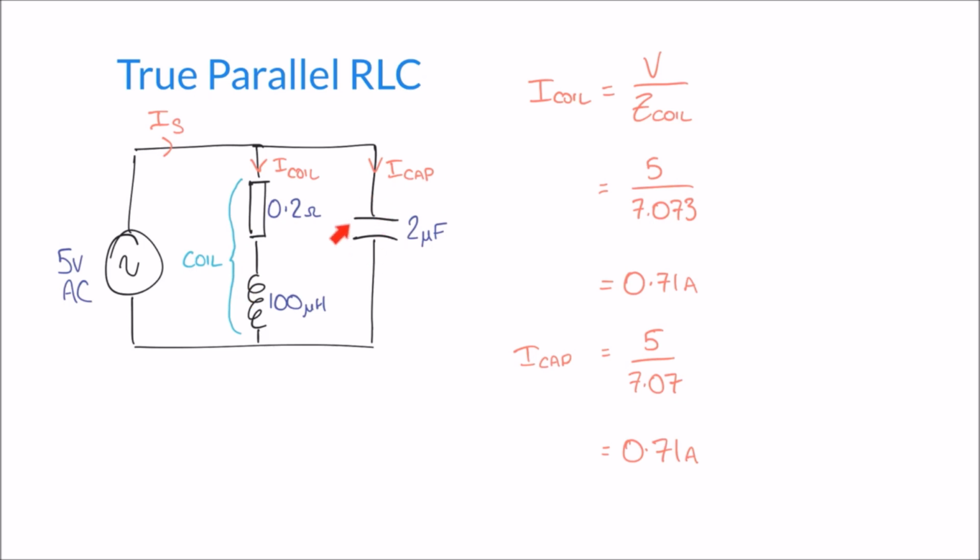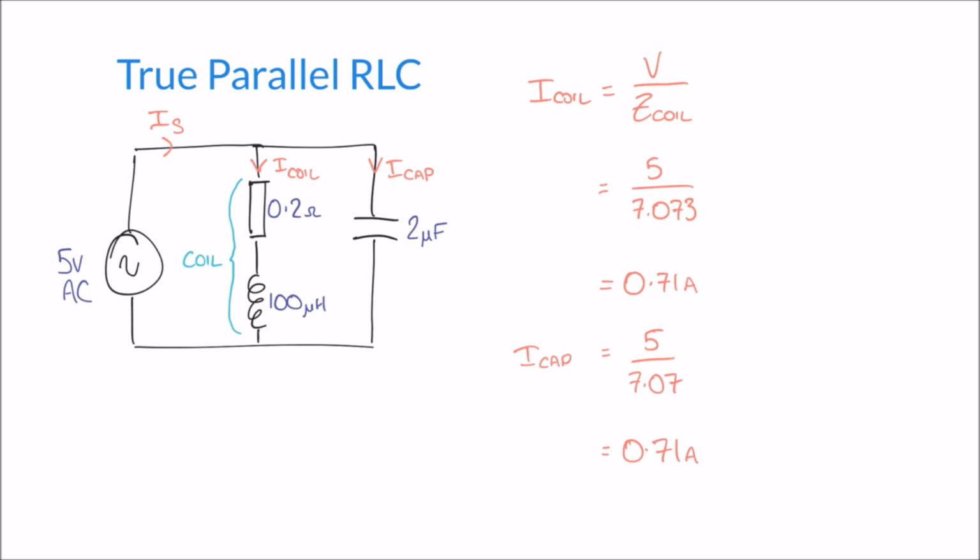Our current here is going to lead by 90 degrees because it's a capacitor, a purely capacitive current, and our current here is going to lag. And so what we can do is calculate the supply current by considering something called the dynamic resistance. So what is the dynamic resistance? The dynamic resistance we can think of as the resistance of this whole circuit when it's at resonance. We can simplify and reduce this whole arrangement down to one resistance, but it only happens when we're at the resonant frequency.